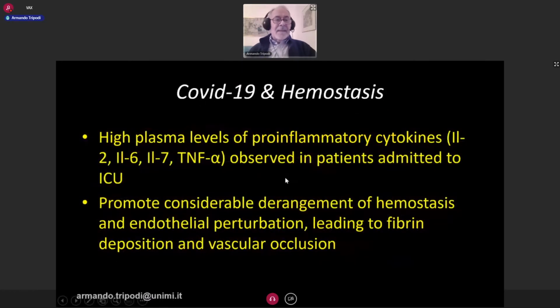Now, we know very well that the majority, if not all, of the hemostasis abnormalities which occur in patients with COVID-19 are due to high plasma levels of pro-inflammatory cytokines, which are observed in these patients, particularly in those admitted to the ICU. These pro-inflammatory cytokines are able to promote considerable derangement of hemostasis and also endothelial perturbation, which may lead to fibrin deposition and eventually to vascular occlusion, as has been observed in these patients.